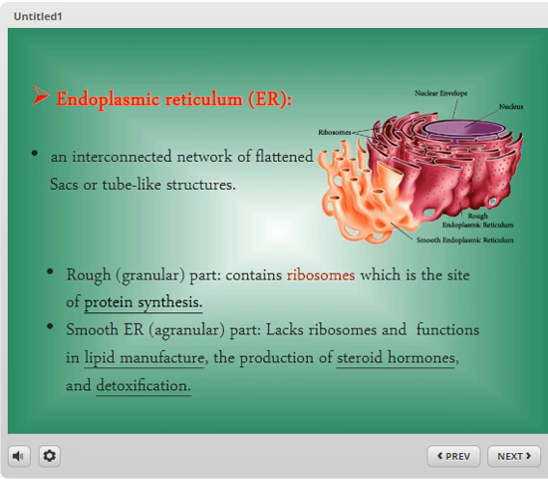And the other type of ER is the smooth ER, or agranular ER. This ER lacks ribosomes and functions in lipid manufacture, the production of steroid hormones, and detoxification.